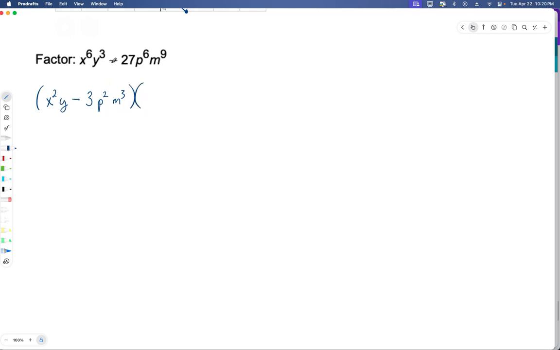When you have a minus here, then the rest of these are pluses. This is the second form. So now we take the first thing squared. So it's going to be x to the fourth y squared. Now we take the first times the second. So we move the coefficient to the front. Let me see if I've got this in the right order.